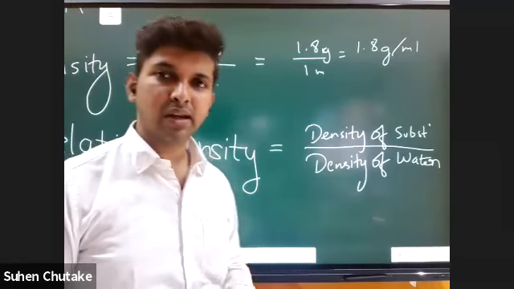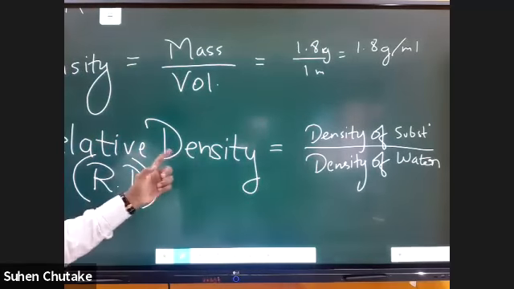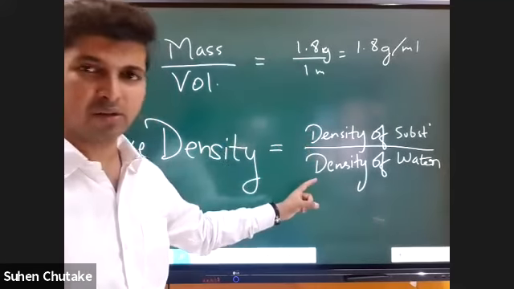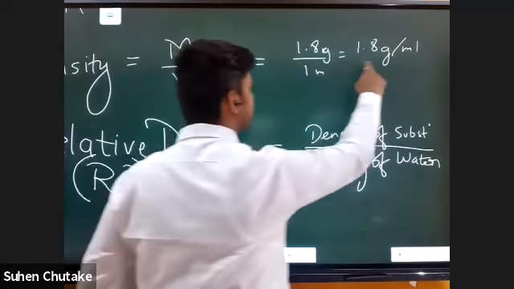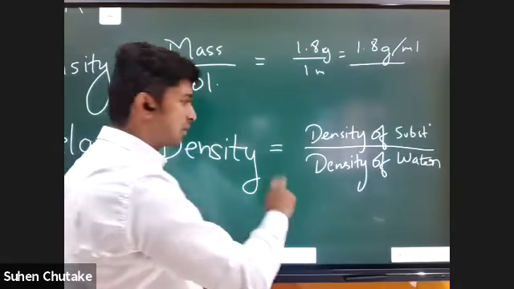Hence it comes as relative density. So what is relative density? Relative density is density of substance upon density of water. Which substance have we taken over here? We've taken honey. What is the density of honey? 1.8 gram per centimeter cube.